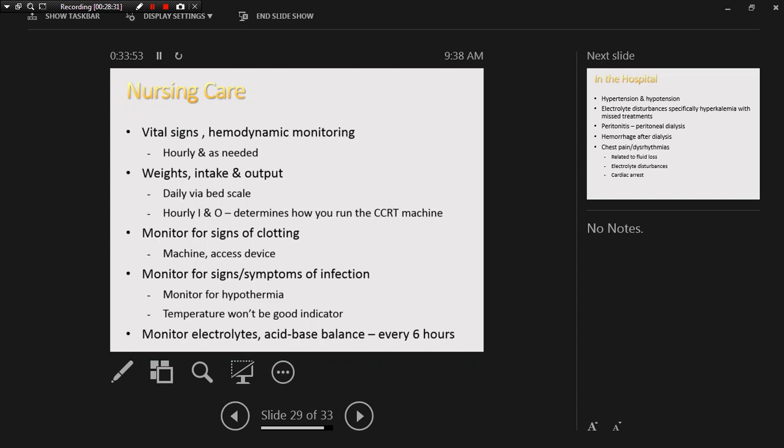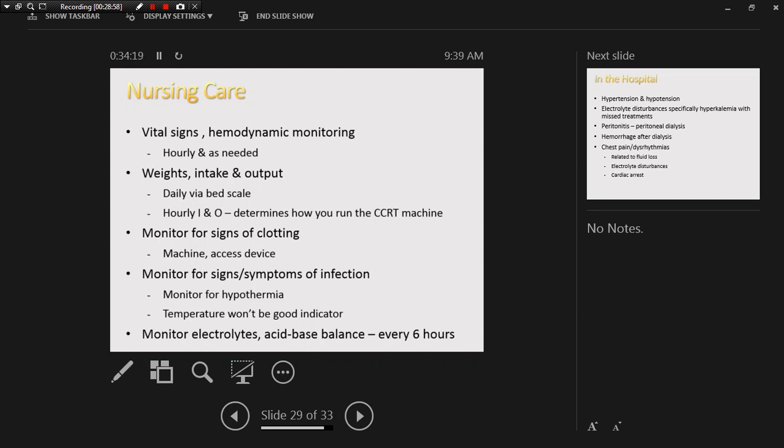Okay, we talked about monitoring for signs and symptoms of infection. We do worry about a localized access site infection, but systemic, right? Bloodstream infection from a catheter association, that's very high up there. That's why we like to limit how long PICC lines, central line catheters, and venous access devices are in, because of the risk of a bloodstream infection.